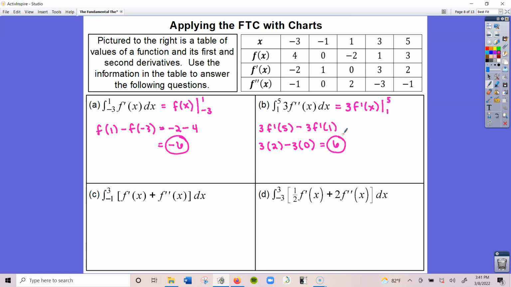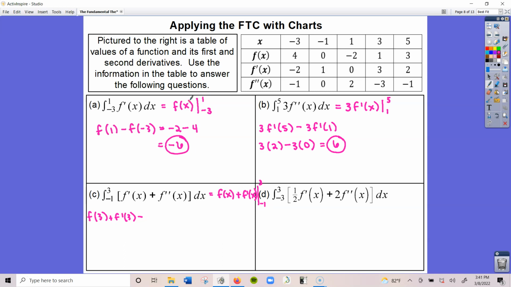Now in these bottom two, our functions we have a little bit of a combo. So when we integrate this, go in order like we do with polynomials. Integrate the first plus integrate the second. So this is going to be f of x plus f prime of x. And we're going to evaluate that from -1 to 3. So first we're going to plug in the 3. So f of 3 plus f prime of 3 minus, now I'm going to plug in -1.